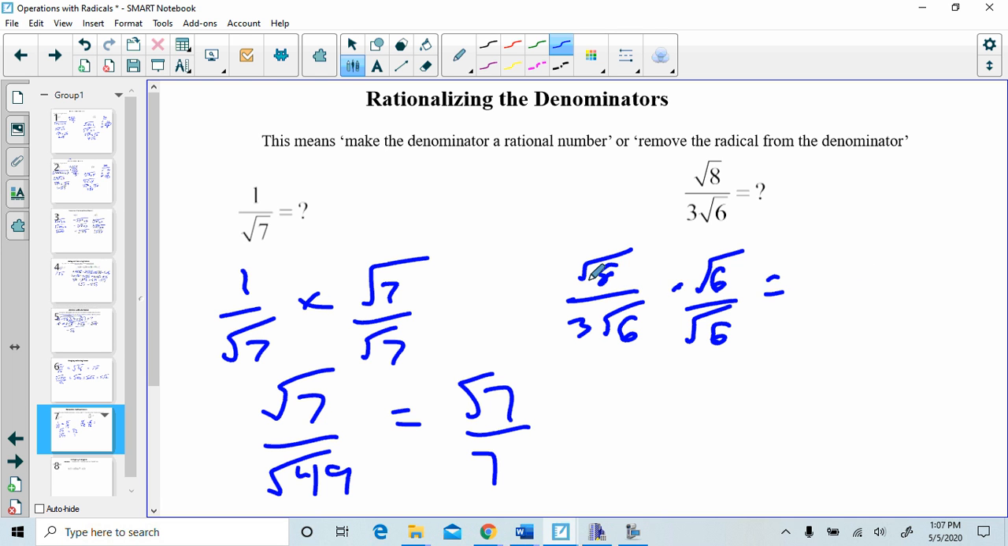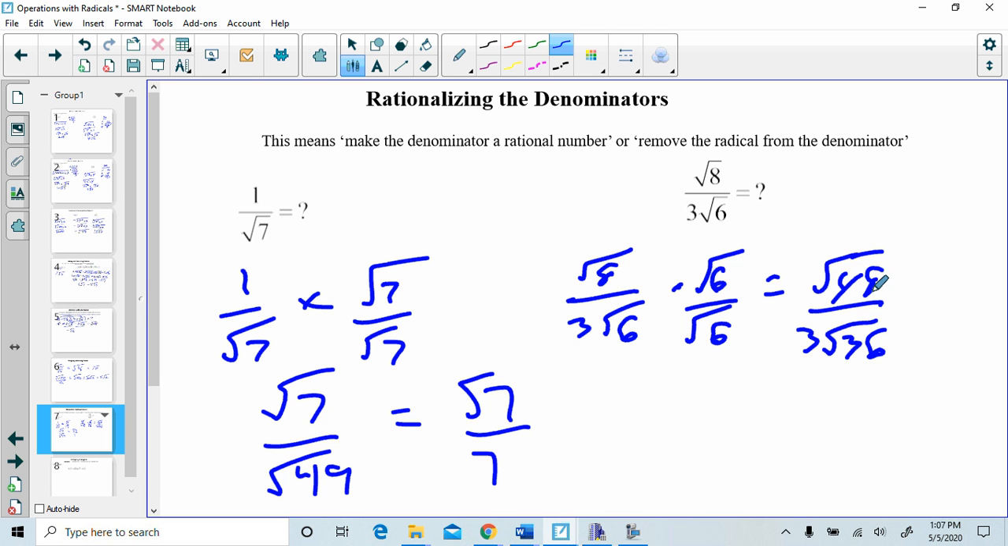So what we've got is root times root. So we have 8 times 6, which is 48. So the root of 48 over, in this case, 3 times root 6 times root 6. So what we're really left with is 3 times the root 6 times root 6, which is 36. So that's what we're looking at, and then we'll simplify this a little further. I think we'll do that at the same time.